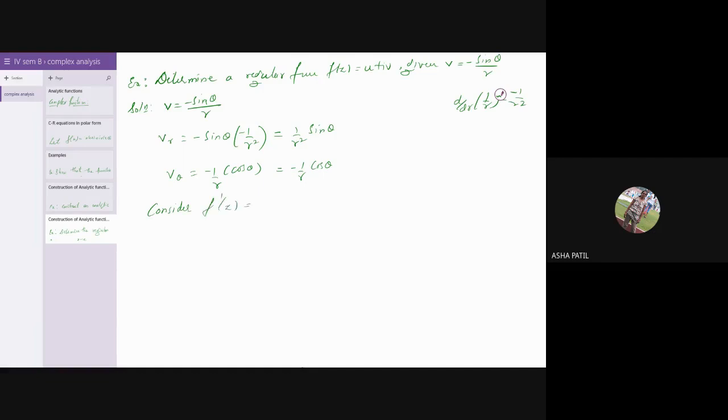F dash z is equal to e raised to minus i theta into (ur plus i vr). Now for which term will we substitute the CR equations? For ur, yes, because we know v theta and vr, we don't know what ur is. Now what's the CR equation? r ur is equal to v theta. So we get ur is equal to v theta divided by r. So let us substitute it.